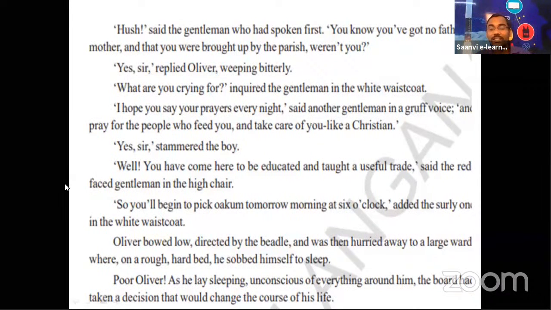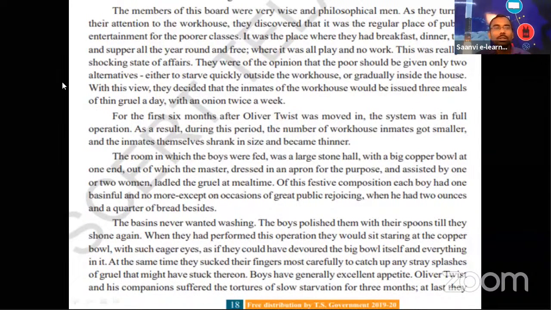Poor Oliver, as he lay sleeping, unconscious of everything around him, what is happening around him, he doesn't have any idea. He knows only one thing, that from tomorrow morning onwards, he has to go ahead with picking oakum at 6 o'clock early in the morning. The board had taken a decision that would change the course of his life. So tomorrow onwards, the life of Oliver will be changed. Till now, he didn't do any work. But from tomorrow onwards, he had to work. Okay, let's move on to the next slide.